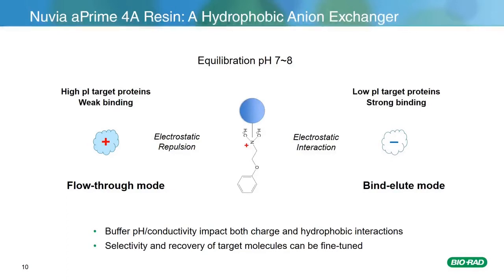Nuvia aPrime 4A is a hydrophobic anion exchanger. In its ligand, there is a quaternary amine and a phenyl group. At near neutral pH, the high pI proteins would carry positive charges. When loaded onto the column, they will likely appear in the flow-through fractions due to the electrostatic repulsion from the ligands. On the other hand, the low pI proteins should be bound strongly through electrostatic interactions. Therefore, a bind and elute strategy will be appropriate for the purification of acidic proteins.